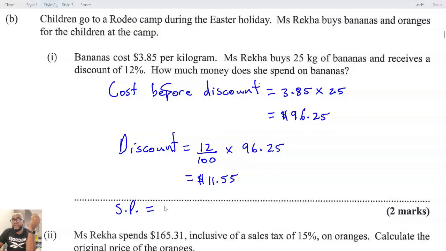So it is 96.25 take away 11.55. Excellent. $96.25 minus my discount, which will give me how much? $84 and some cents. Everybody good there?